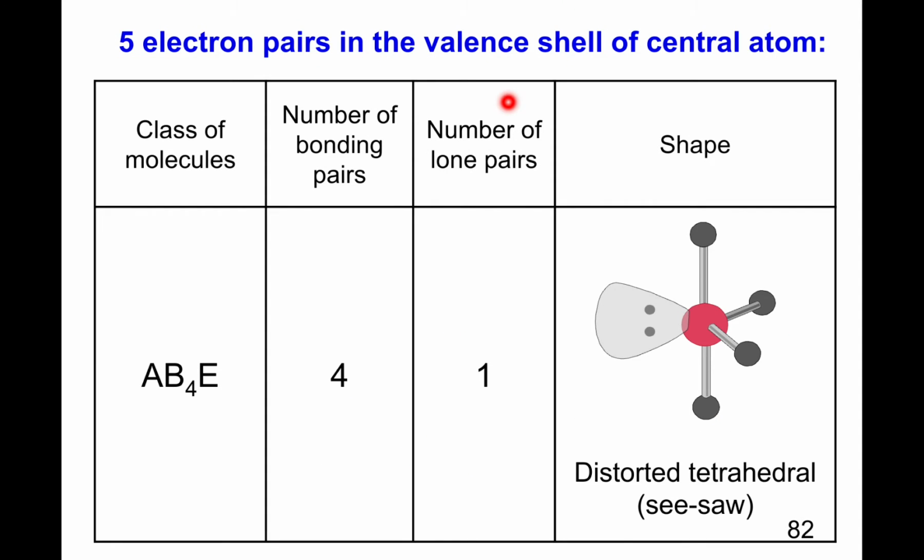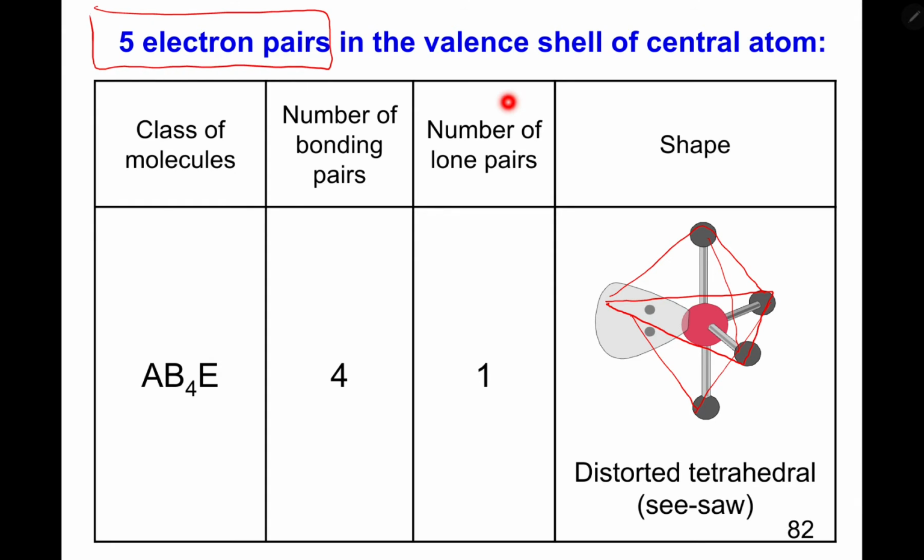Okay, this is seesaw or distorted tetrahedral. The electron pair arrangement here is trigonal bipyramidal. Can you see the trigonal planar and the pyramid here? This is the electron pair arrangement since we have 5 electron pairs. But one of the electron pairs is a lone pair. So based on VSEPR, the repulsion makes the molecular geometry seesaw, and the bond angle is decreased. The bond angles become less than 120 degrees and less than 90 degrees.